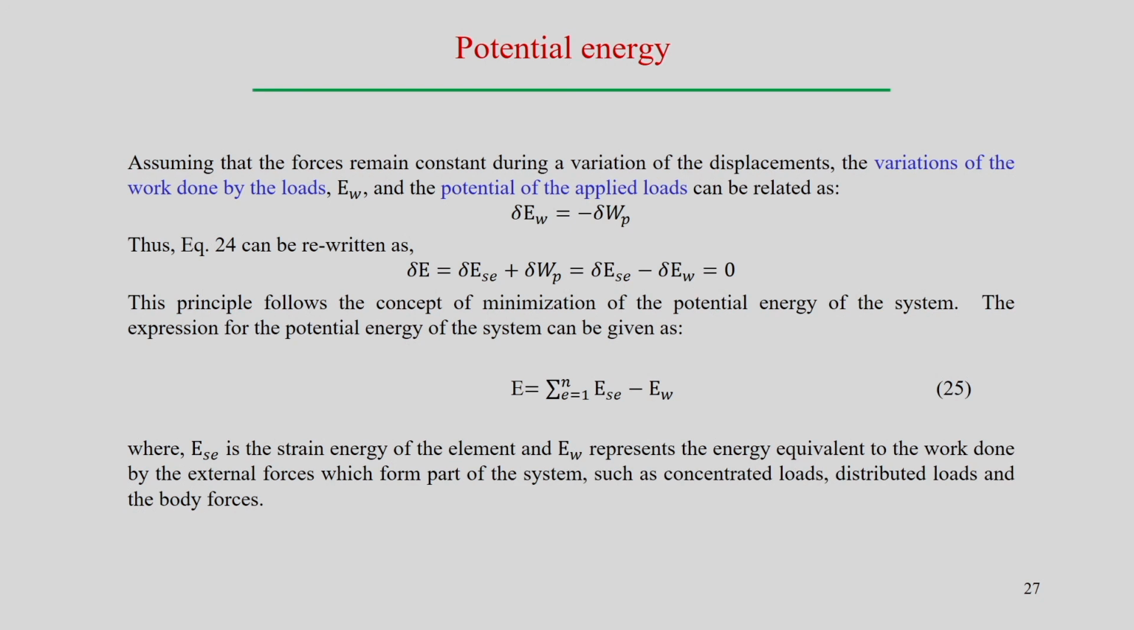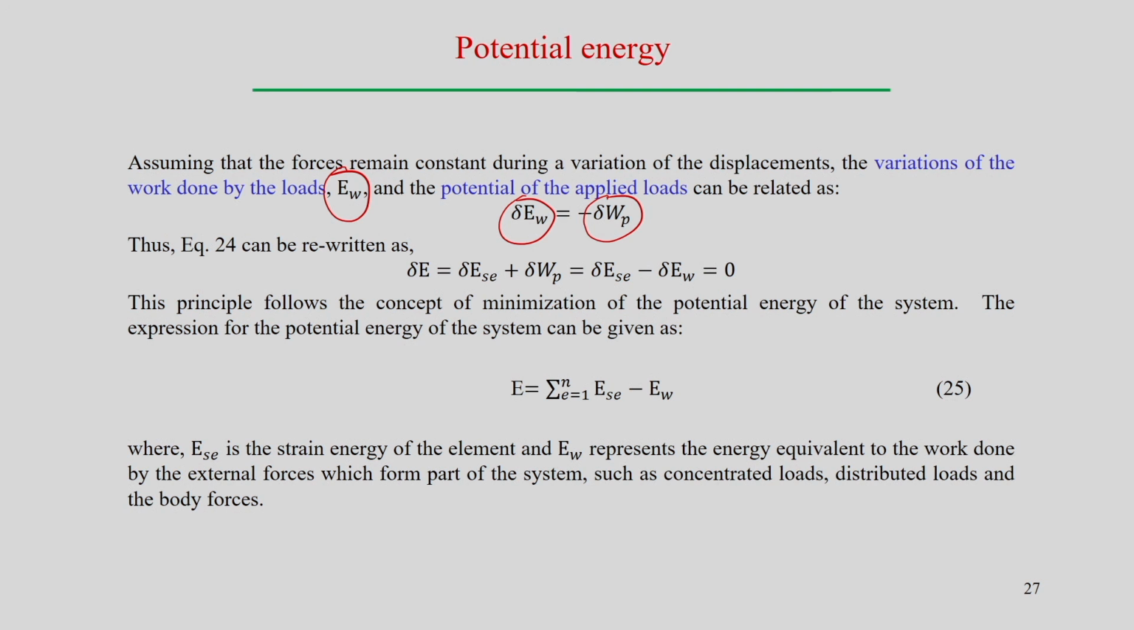In that case the variation of the work done by the application of the loads, EW, is the work done by the application of the load, such that delta EW is related to the potential of the applied load. So delta EW, the work done with the small displacement for the application of the external load, is equal to the potential of the applied load delta WP, and this is the relation between these two.